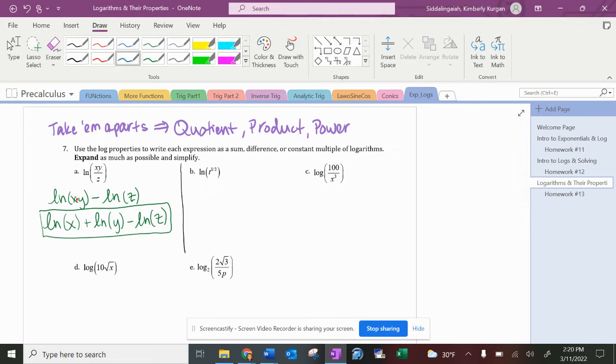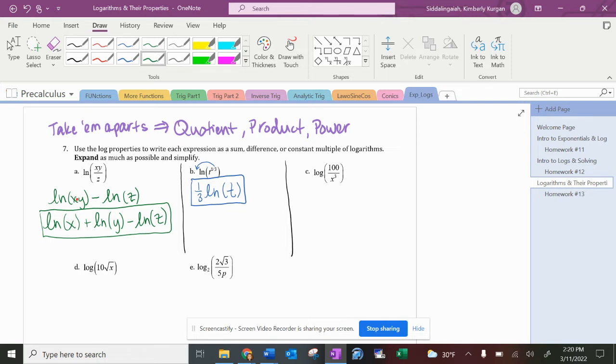All right. Our next one, we want to take it apart into as many logs as possible. We don't have any division, so no quotient property, and there's no multiplication, so no product property. All we have to do is power properties. So that 1/3 comes down in front. I look inside my log and I see that there is no multiplication, no division, no exponents. So that is my final answer. So depending on what we're dealing with, that final answer could feel kind of easy.